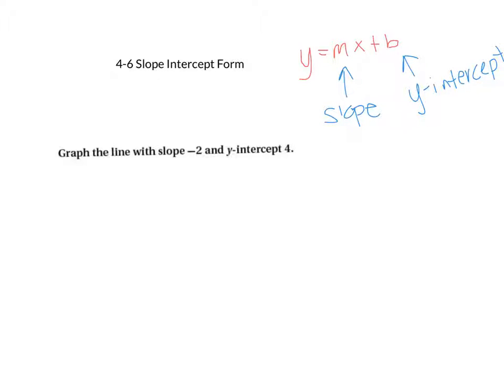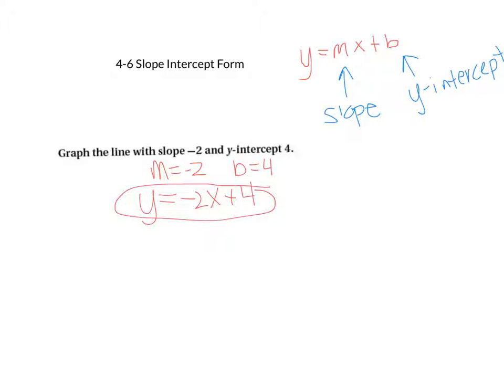So in this first problem, we're asked to graph a line with a slope of -2 and y-intercept of 4. I want to take it to the next level already and have you write the abbreviation. So slope is m, so m is -2, and the y-intercept is b, so b is 4, and then we plug that into y equals mx plus b. So we should get y equals -2x, plus 4. So now I have this, and we're going to graph that line.